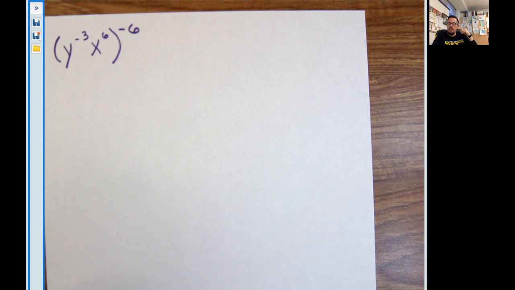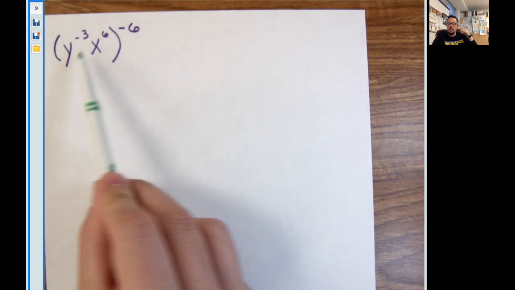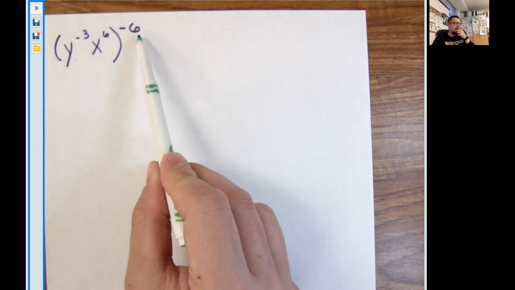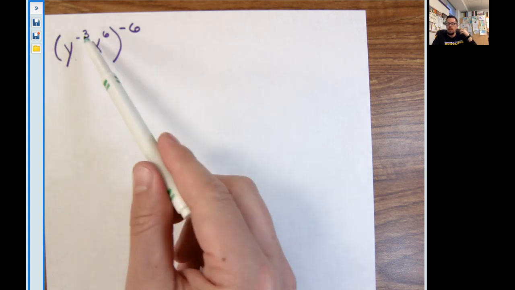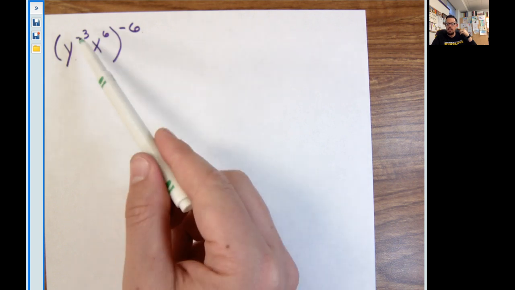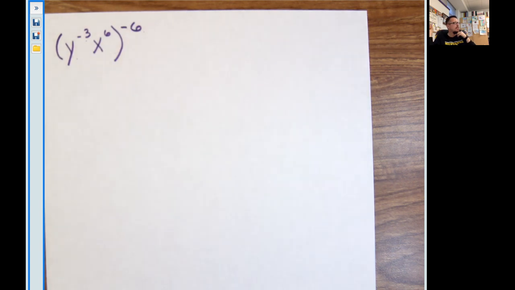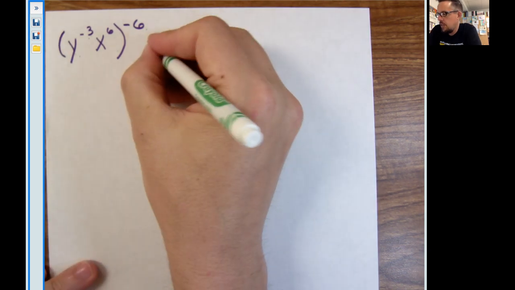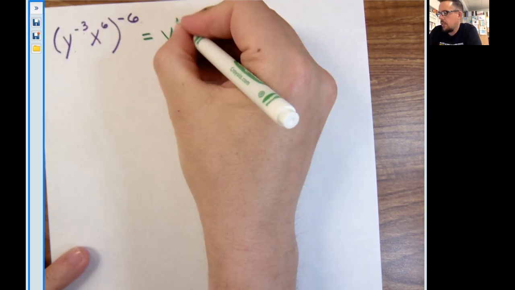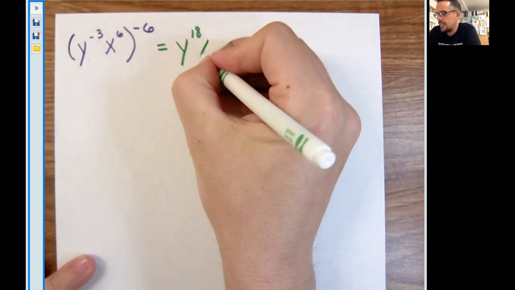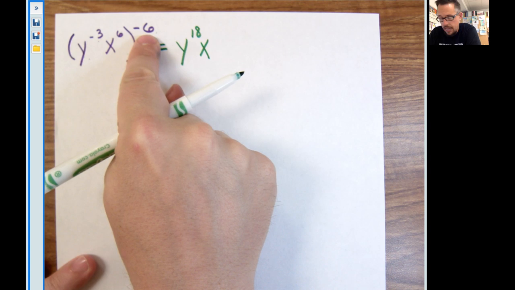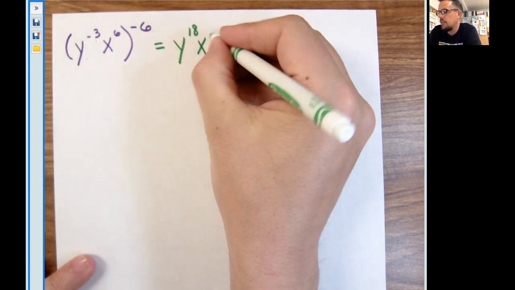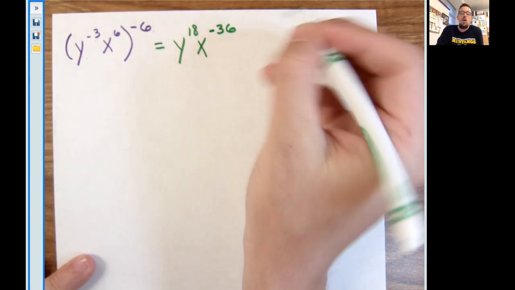Both things in the parentheses. You don't add the exponents. This is power of a power. It's y to the negative third to the negative sixth. It's y to the positive 18th. You multiply them. Okay? And then x to the sixth to the negative sixth, x to the negative 36th, which is fine.